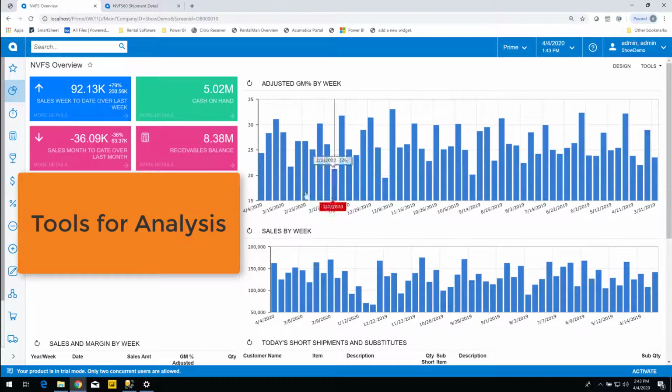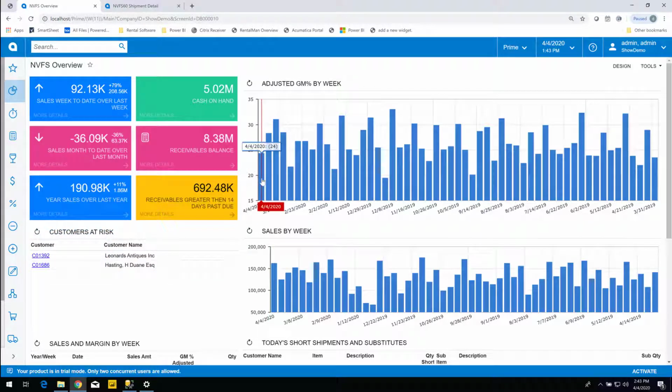So these two graphs are weekly graphs. This top one is looking at gross margin by week, and this one is looking at sales by week. So if we look at the current week, we're at a 24% gross margin, and we've had $162,000 of sales. That 162 is a number to remember.